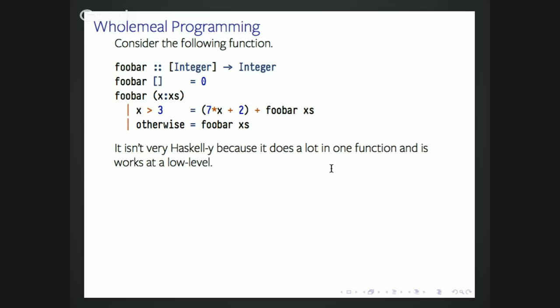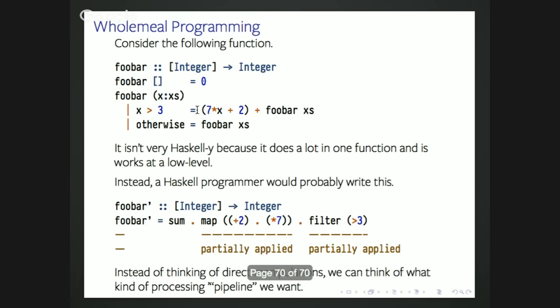So if you consider the following function, it's got that lovely standard CS name foobar, which takes a list of integers and returns to you an integer, and it does literally something random. It isn't very Haskell-y because it's rather low level, where it's checking on things individually and kind of breaking things apart. You don't often see that a lot in Haskell. So instead, you would probably see something like this. So foobar prime, so remember the prime means that we have the same meaning but different implementation.